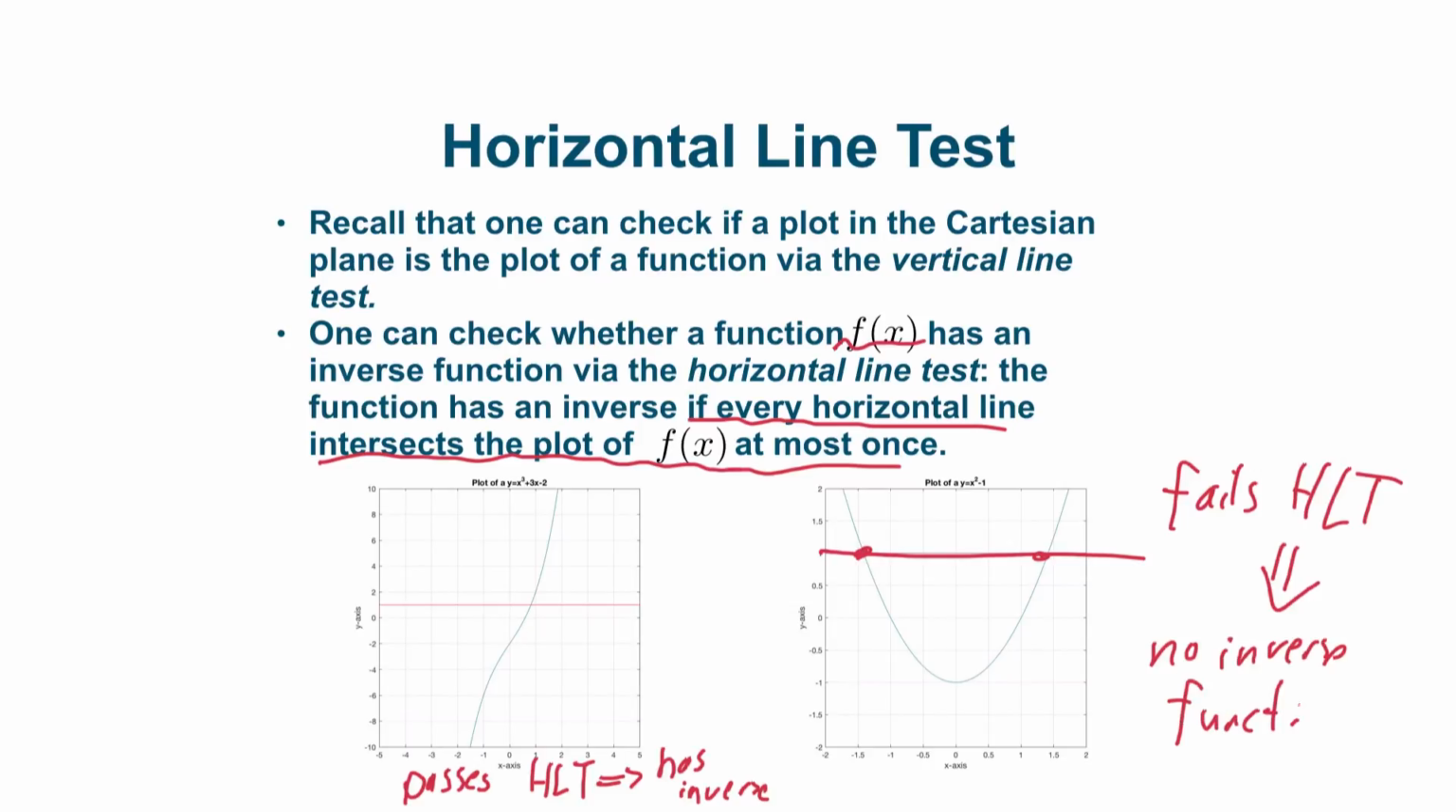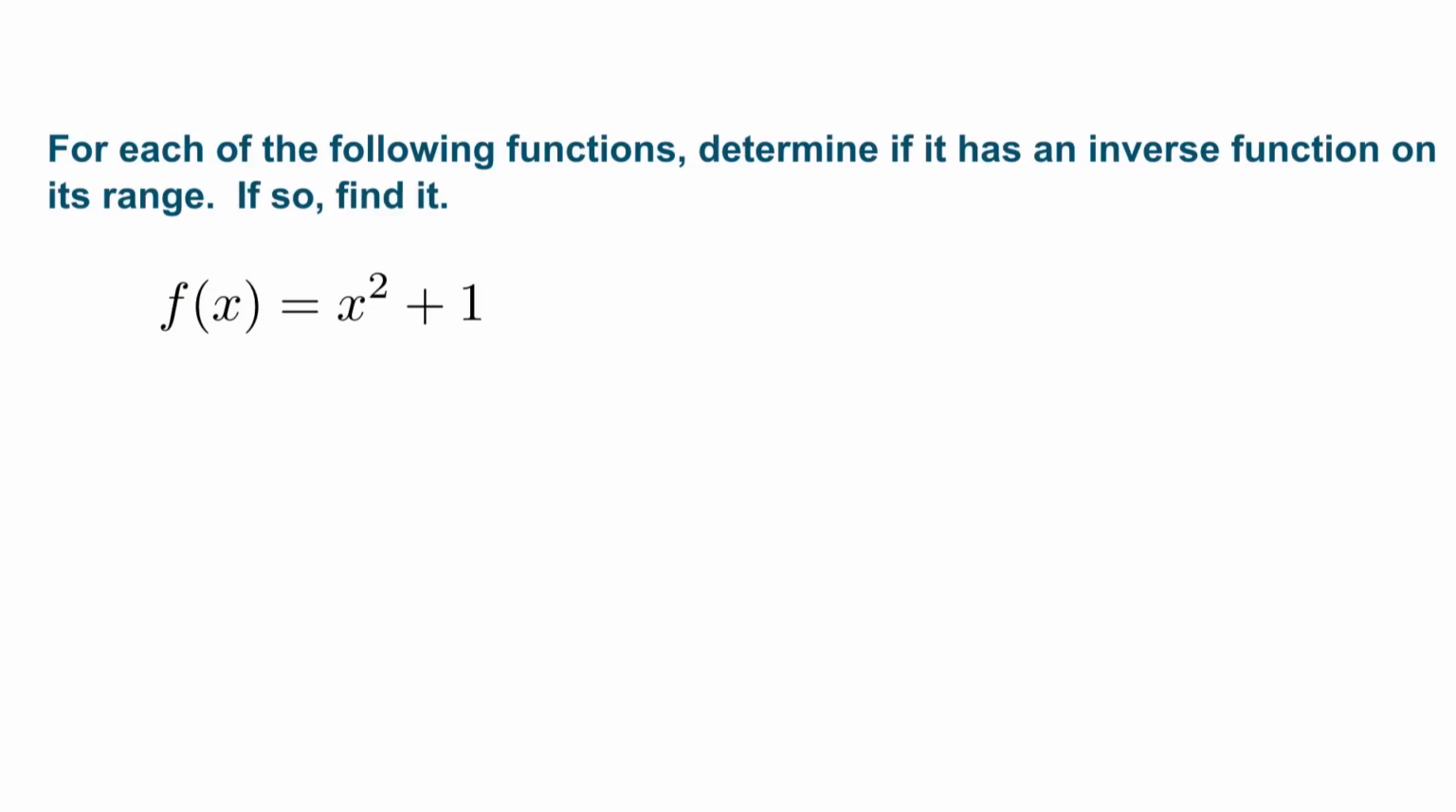So what I'd like to do now is look at a few examples. We'll use the horizontal line test to determine if there's an inverse function. And if there is an inverse, we're going to try to find it. We're going to try and find a specific formula for it. Okay, so let's start with f of x equals x squared plus 1.